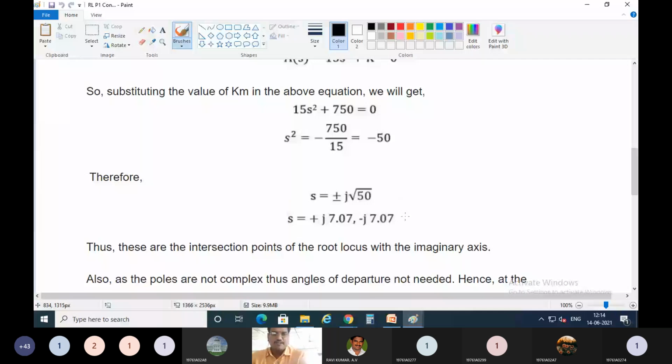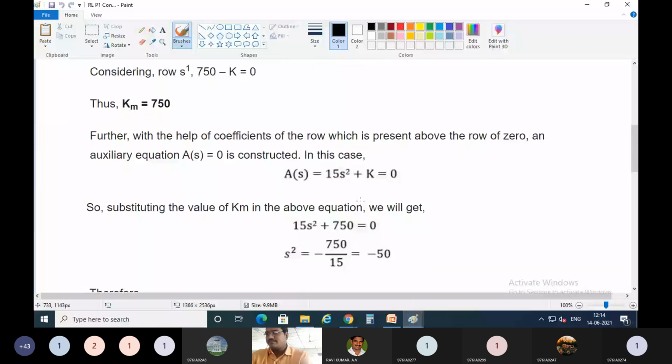But what is the K value for this intersection? 750. K_m is 750. Okay. So now I'm going to explain everything.